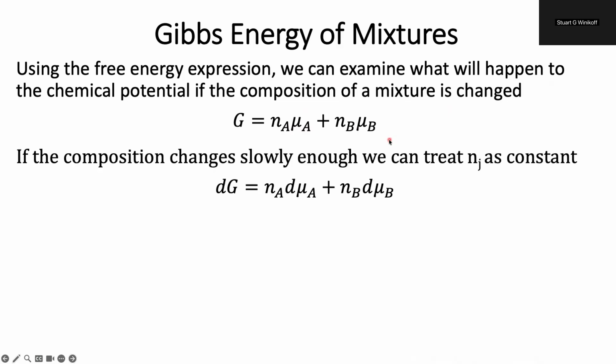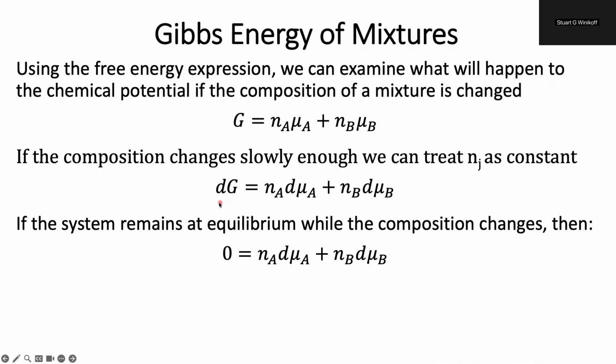Now, if we assume the composition changes slowly enough, we can treat the amount of both components as relatively constant. So we can fix our two component amounts and allow Gibbs potential and our two potentials to change. But remember, if we're doing a slow change, this is another way of saying reversible. And if it's reversible, we should be able to keep the system at equilibrium the entire time. So Gibbs is just going to be zero, which means as I'm changing composition, I can relate the change in chemical potential of one component to the other.